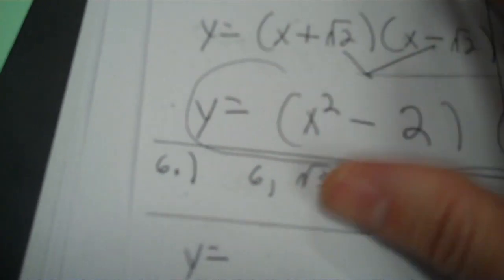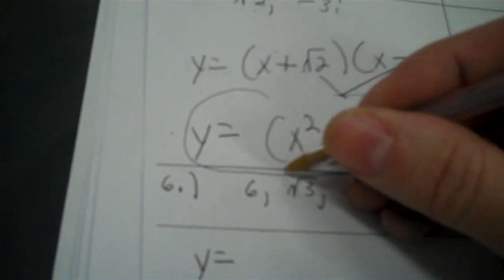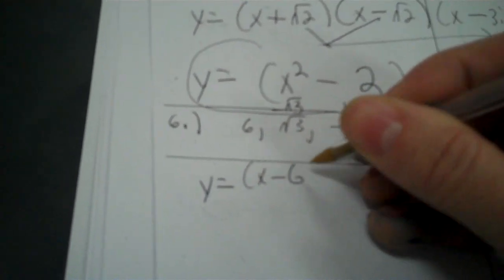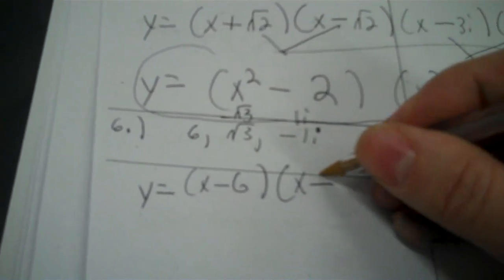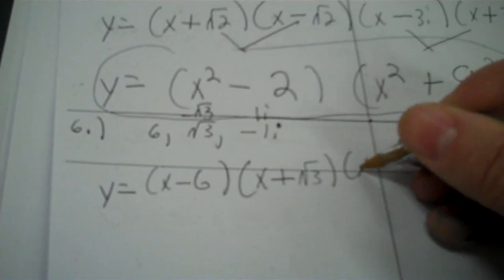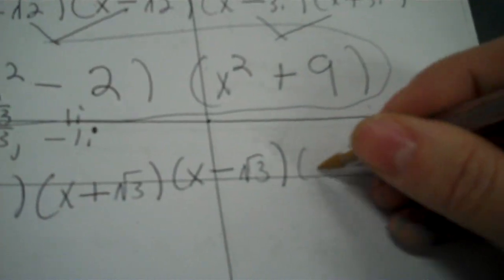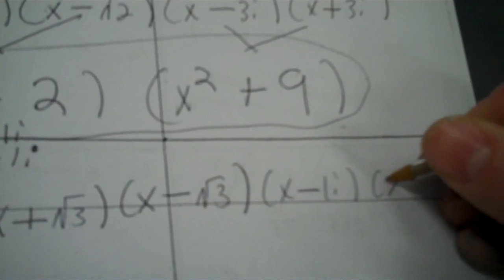Okay, next one, y equals. Now 6 is a rational, it doesn't have a square root, doesn't have an i, so it does not have a pair. Okay, this would have a pair of the opposite, and this would have a pair of the opposite. So we got x minus 6, easy enough. Then I go into my pairs. X minus, and then plus square root of 3. X minus, and then square root of 3. X minus, and then 1i, and then x plus 1i.